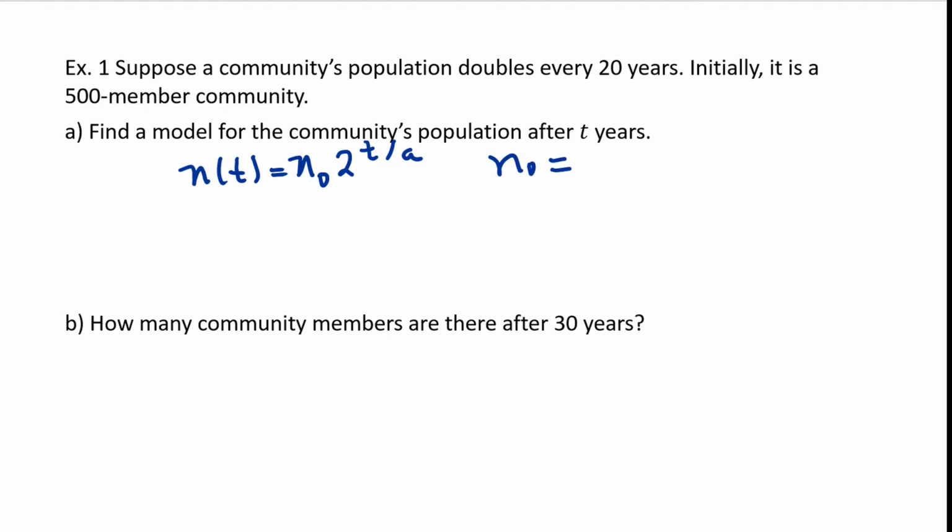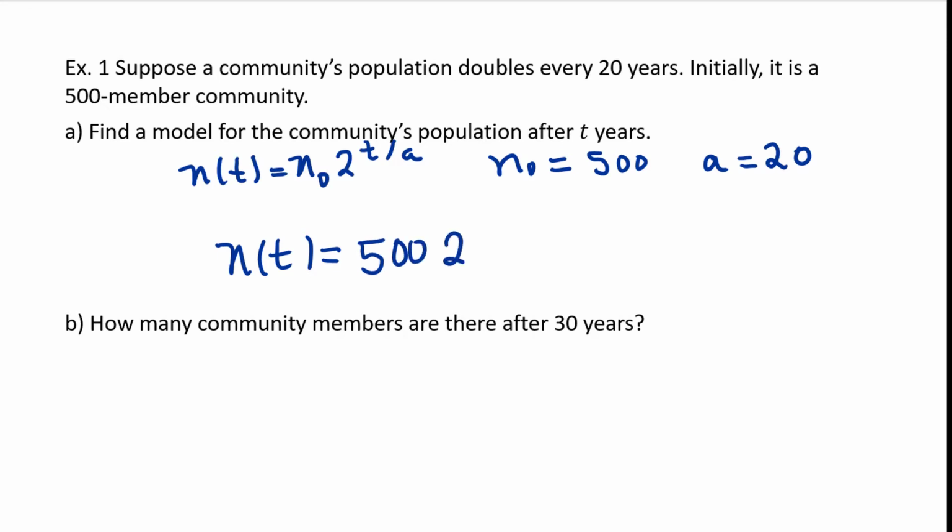where n sub naught is the initial population, and we read that the initial population is 500. A is the factor in which it doubles, and so it's every 20 years. Now with those two pieces of information, let's build our model. N of t is equal to, we put in 500 for the n sub naught, and then we raise 2 to the power of t divided by 20.